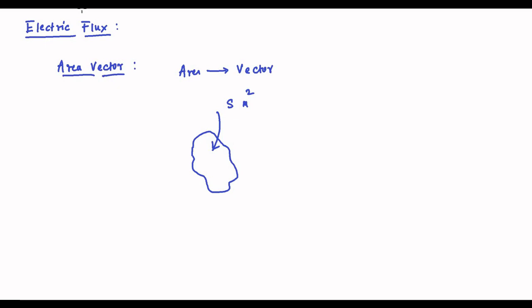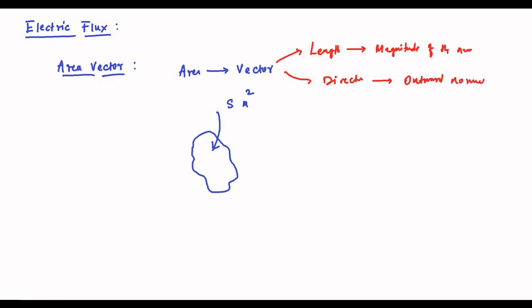So the area vector will basically be a vector whose length is directly proportional to the magnitude of the area, and whose direction will be along the outward normal, perpendicular direction. So let us say this is the area having S meter square, the magnitude. The vector will be like this, outward drawn normal, this way. This is the area vector.